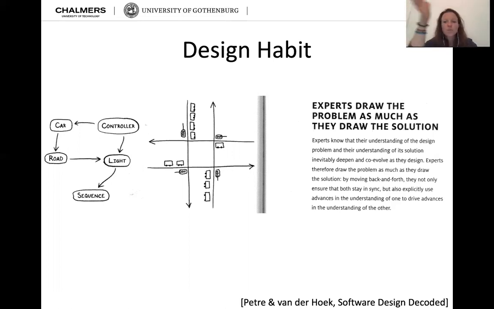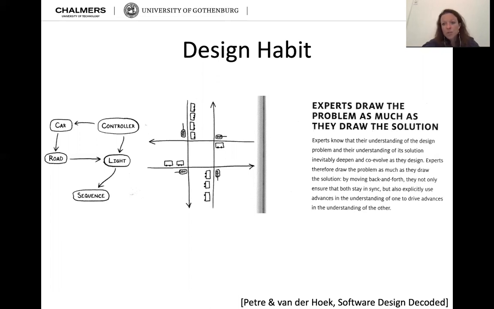They move back and forth in between the two. They don't only ensure that both stay in sync, but also explicitly use advances in the understanding of one to drive advances in the understanding of the other. So for example, if I draw the map of the traffic here on the right, then I understand, oh, in conversation with the colleague of how we're going to get through this intersection, oh, there I need traffic lights, so better draw some traffic lights in there. And then that leads to the light also being included in the model.